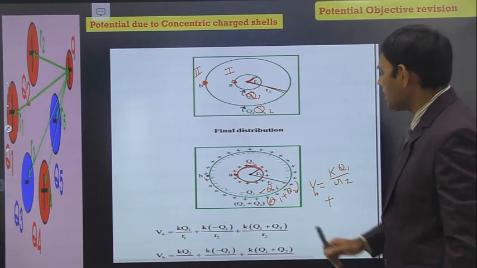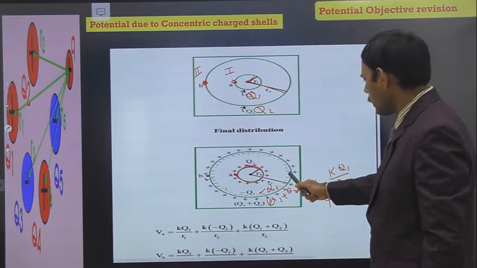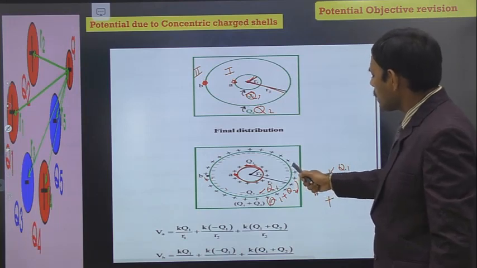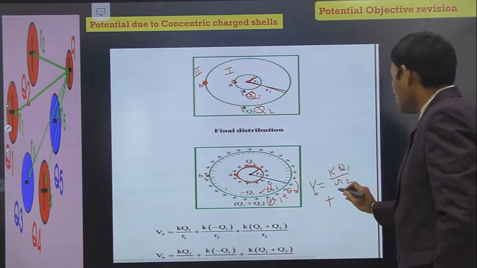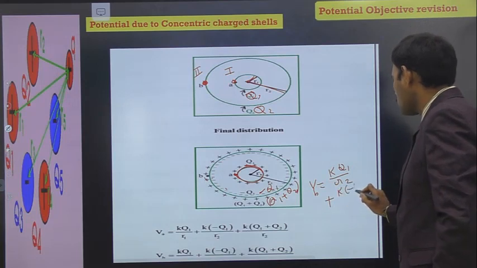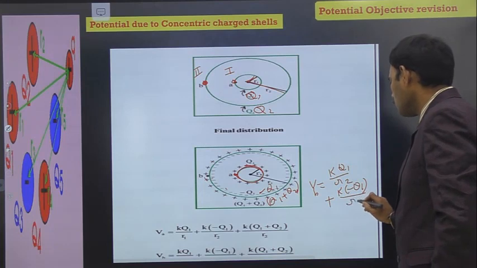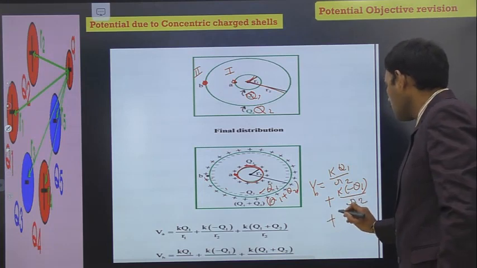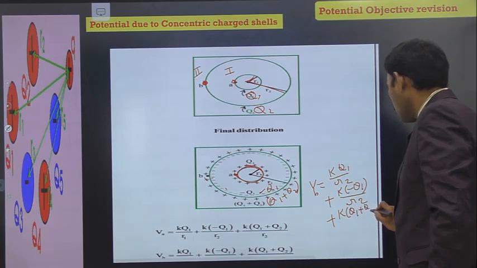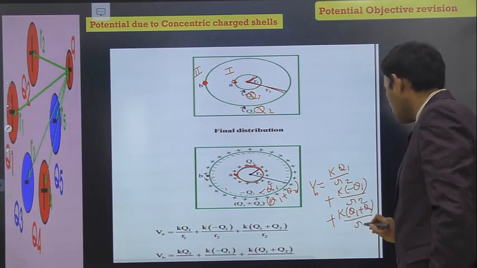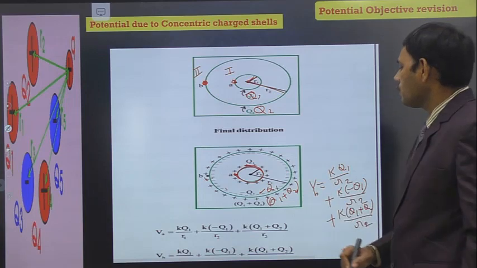First step is completed. Second step, due to this one, B is on the surface of the charged spherical shell. The charge at the inner surface is minus Q1, so minus Q1 by R2. Due to Q1 plus Q2, it is a surface point, so K into Q1 plus Q2 divided by R2. These two terms are not similar; they are different. In this way we have to write the formula.